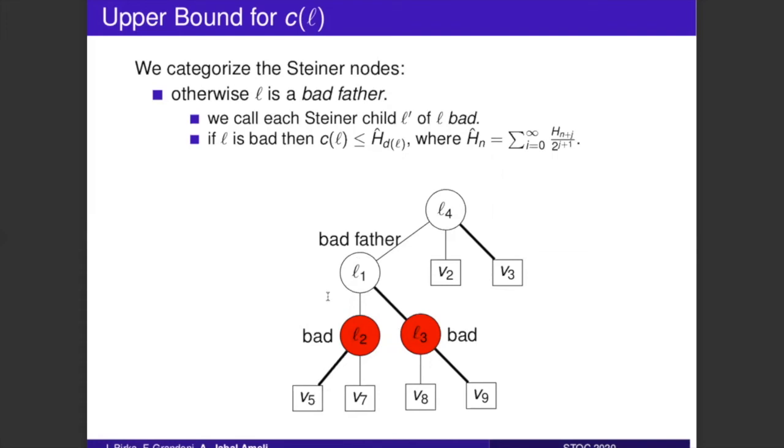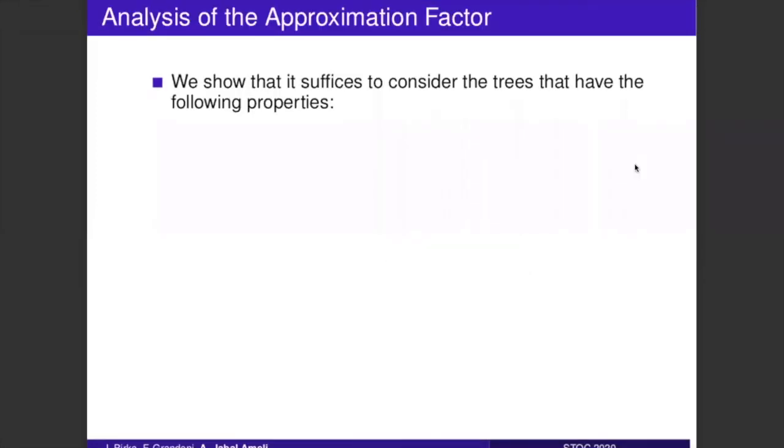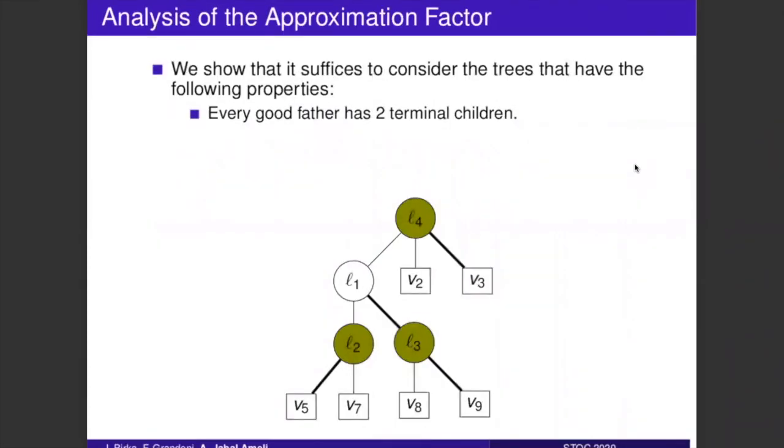For bad nodes, however, the cost of that node is upper bounded by h hat of n of that node, where h hat of n is this value which we define here. This value is more than h of n, so basically these nodes have high cost for us. We show that in order to obtain an upper bound, it suffices to consider the trees that have the following properties. The first property is that every good father must have two terminal children.